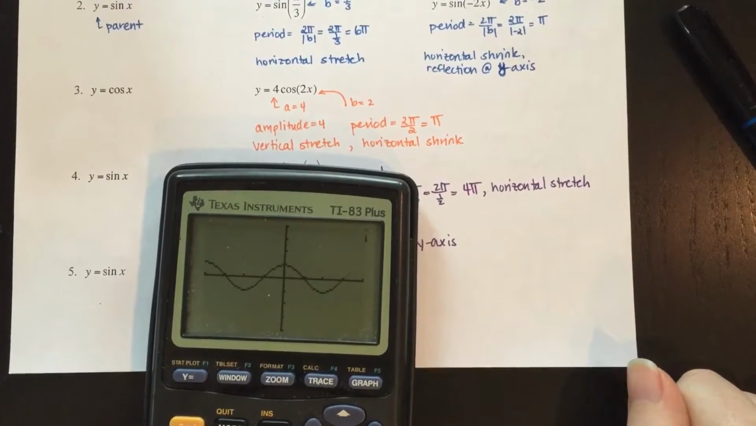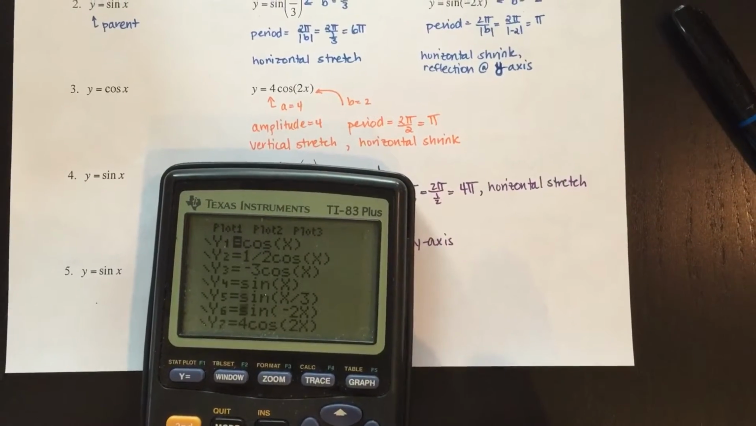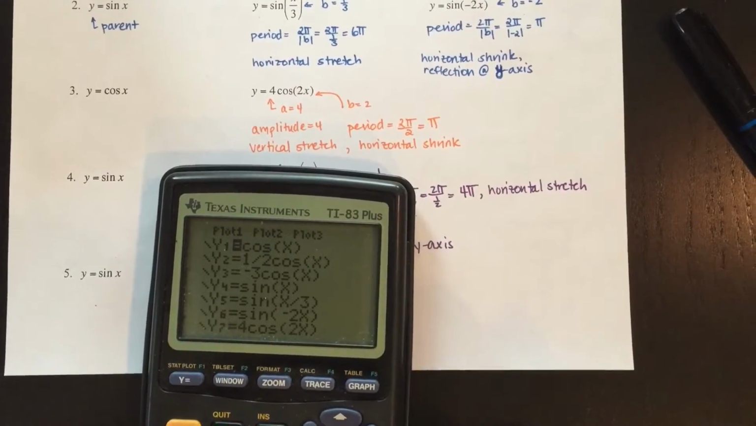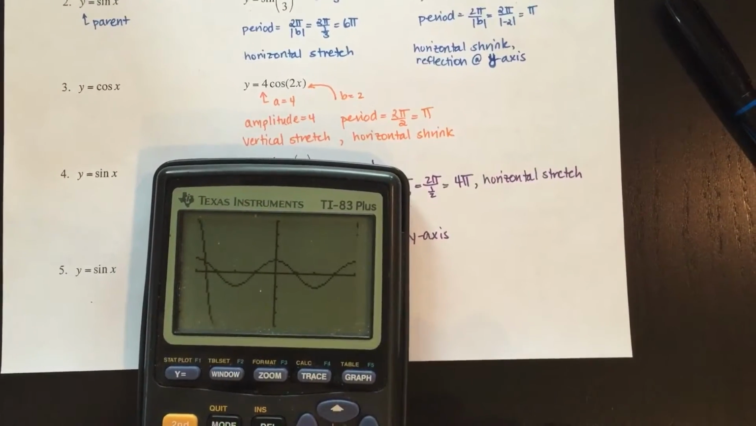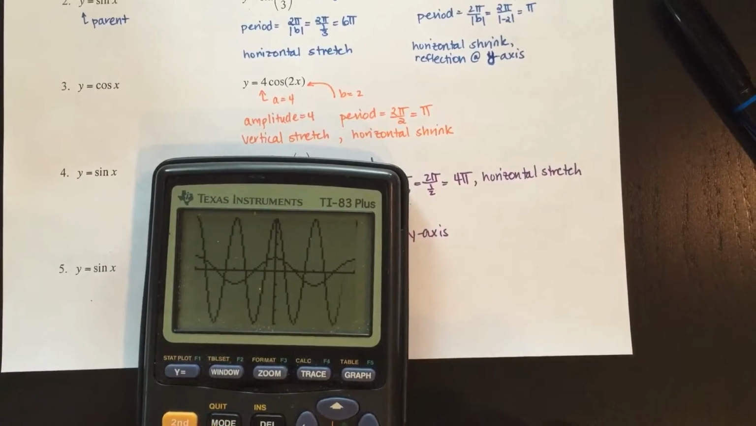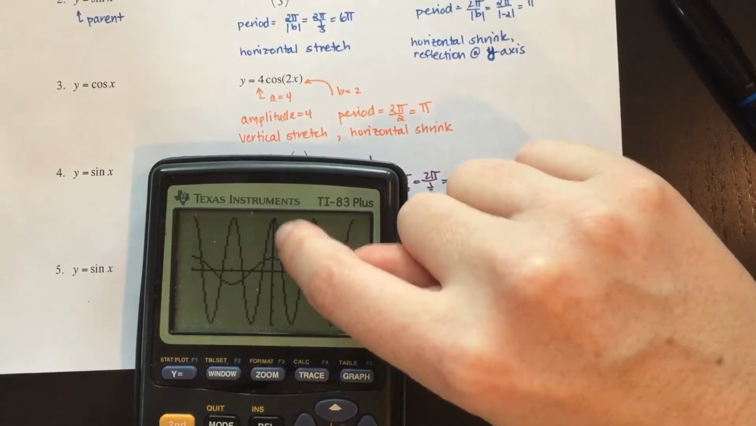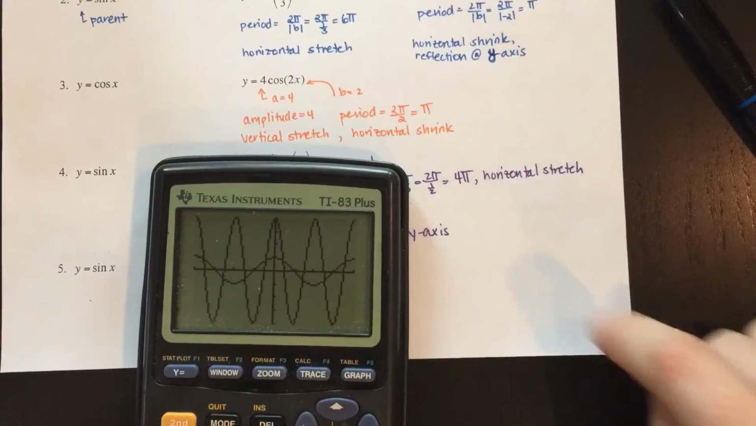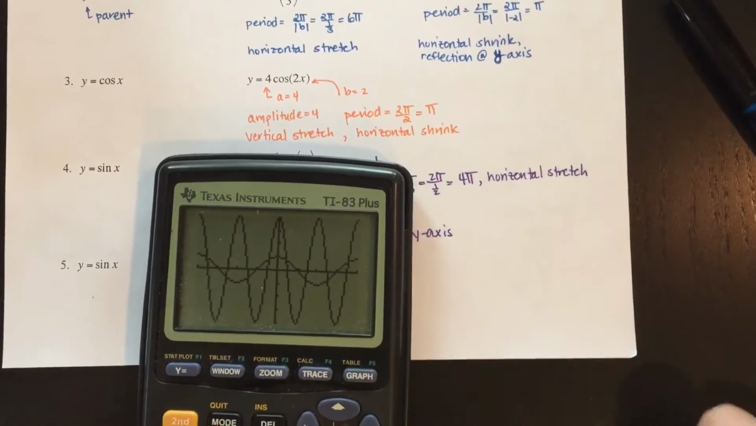There's cosine. And then let's see what happens if we do both the vertical stretch and the horizontal shrink. Whoa, yeah, so it's 4 tall, and it's only taking pi here to create 1 full wave. Or it creates 2 full periods in 2 pi. But it only needed pi to get 1 full wave done there.